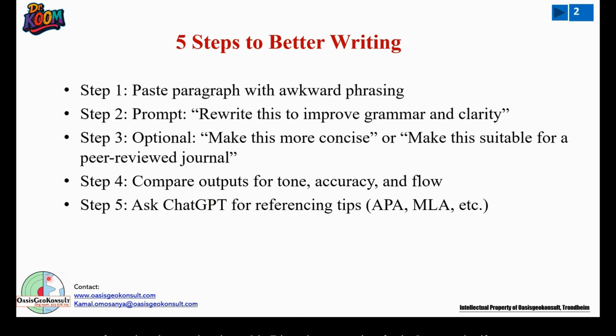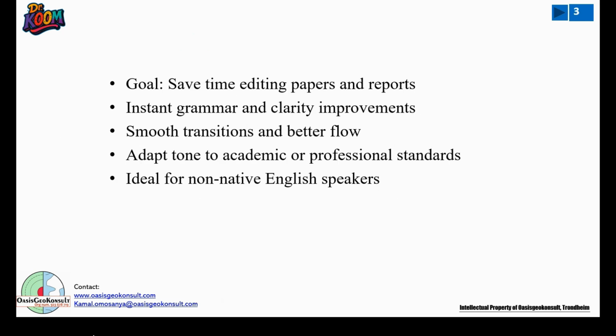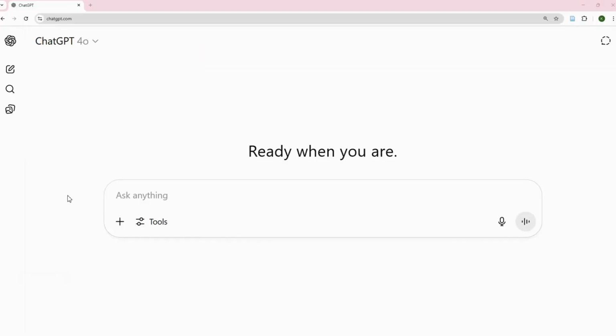Our goal is very simple. We want to use it to save time and edit our papers and reports. We want it to be a grammar checker and also improve the clarity of our work, also the transition, and give it better flow, because it's all about flow. You want to read one paragraph and be inclined and very interested to read the next one. And then we want to adapt the tone to academic and professional standard, because a lot of us are non-English speakers. Even these days, native English speakers also need to get some help about clarity, quality, and so on and so forth. Okay, we head to ChatGPT like we usually do.